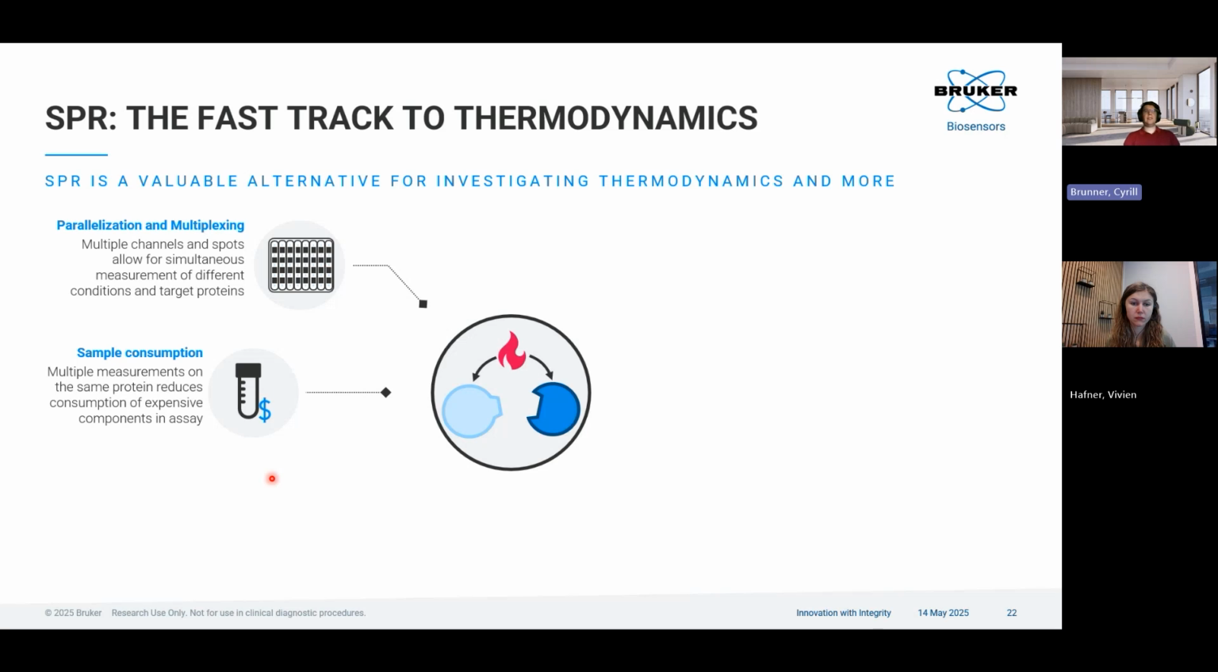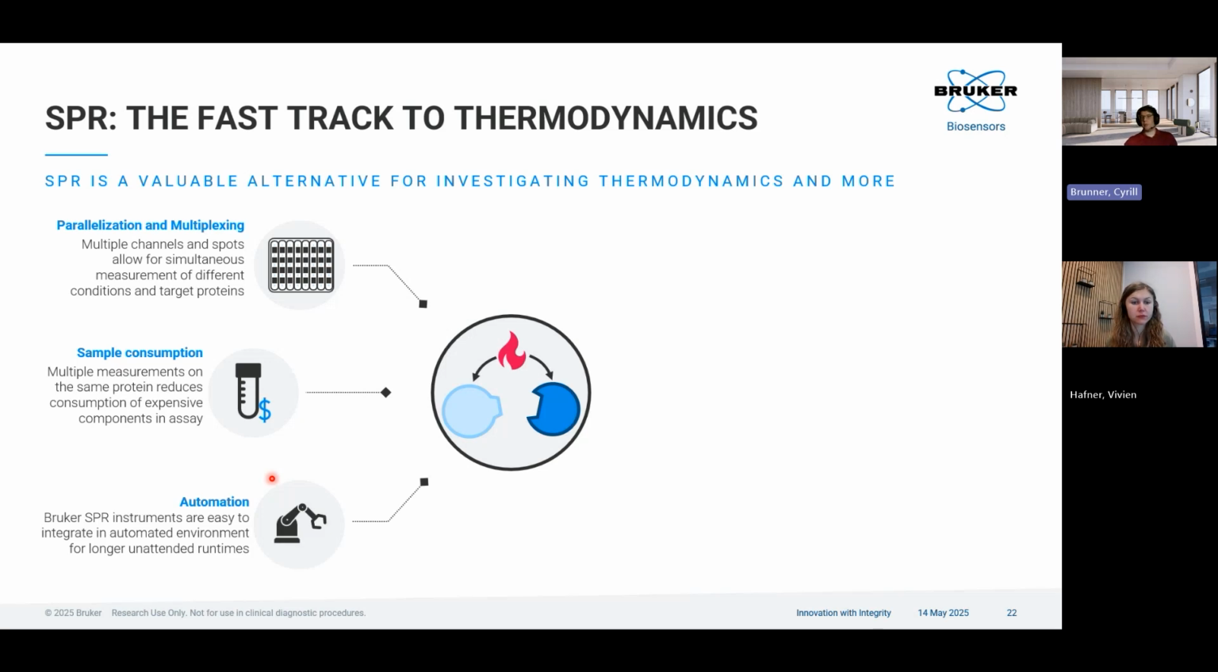Another point is sample consumption. Since you immobilize the proteins on the sensor surface, and in this case, they were also very stable, you do this only once, do the complete assay, and you save eventually also in sample. In an ITC experiment, you have for each measurement your own well, basically, that you need to use up.